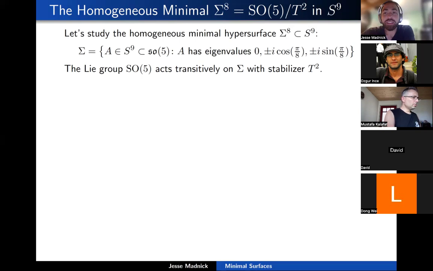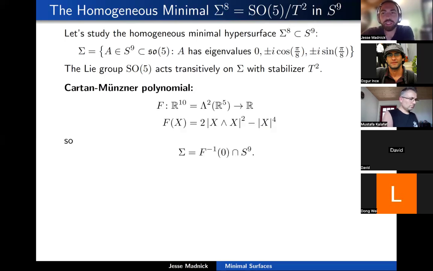It turns out that this is an 8-dimensional minimal hypersurface in the 9-sphere, where we're thinking of the 9-sphere inside R10, and R10 is identified with little so5. And this is a homogeneous minimal hypersurface because the Lie group capital SO5 acts transitively upon it, and the stabilizer is T2. So this is exactly what we're looking for.